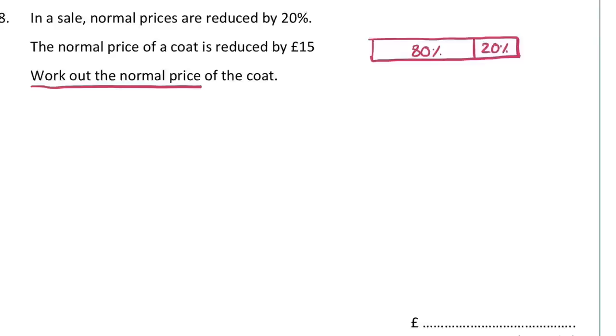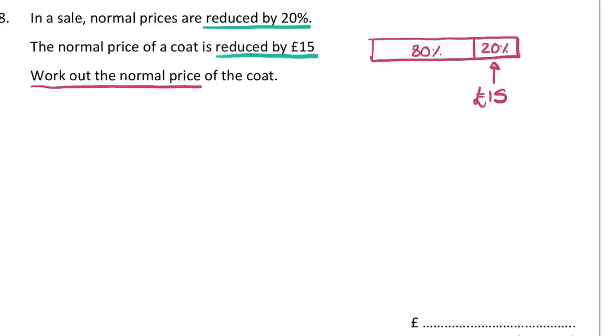So it says here the normal price of a coat is reduced by £15. You can actually see in the language here, the language actually matches. Reduced by 20%, reduced by £15. So that 20% is the £15. So this is quite a nice one. Had it have said the normal price of a coat after the reduction is £15 or something along those lines, the sale price of the coat was £15, well that would be the 80%.